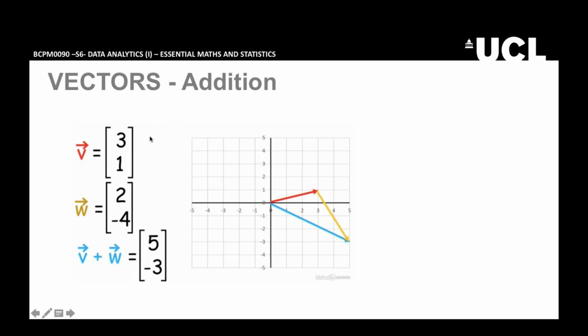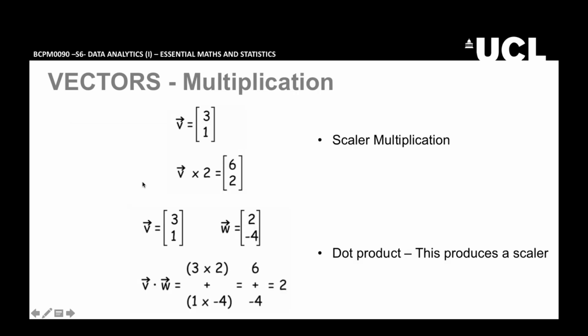The addition is basically to sum the vectors component by component. Here, this vector, which represents v plus w, would be 3 plus 2 equal 5, 1 plus minus 4, that would be minus 3. You can see graphically how we can represent and obtain the vector that represents the addition of two different vectors. For subtraction, basically we follow the same procedure, but obviously subtracting component by component.